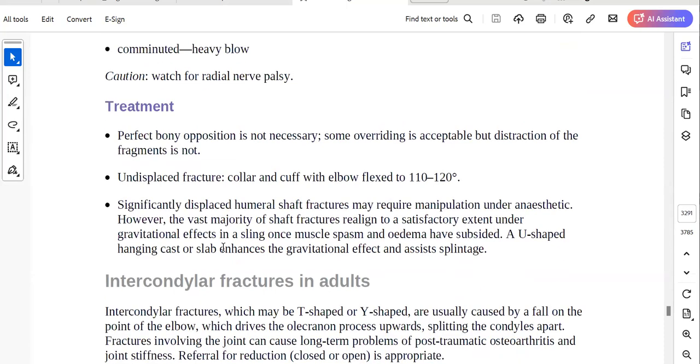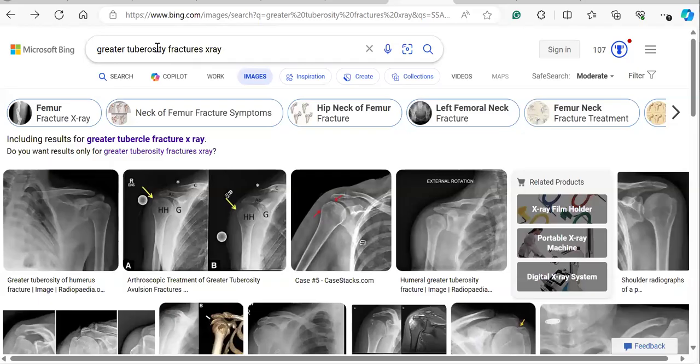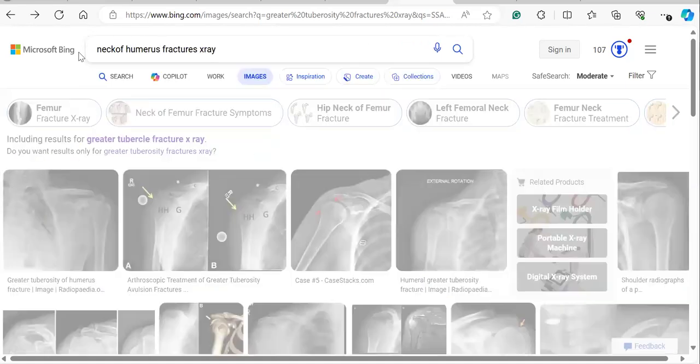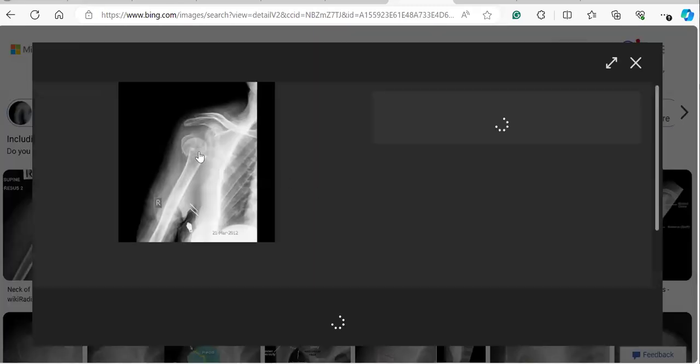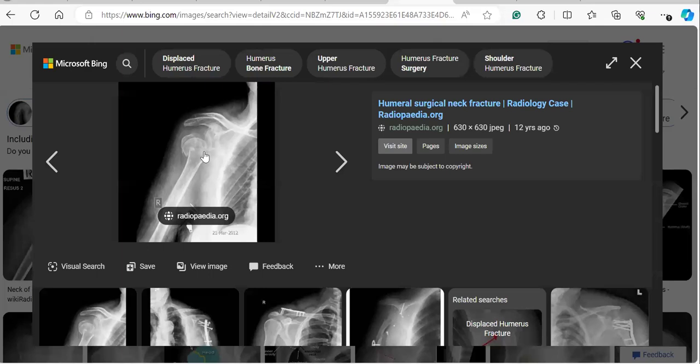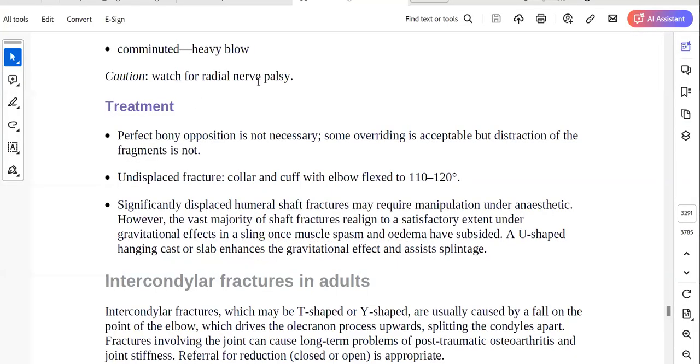And for surgical neck of the humerus fracture, if I show you a picture, then you would understand. You can see that this is the neck of the humerus fracture. With a neck of the humerus fracture, the problem that can happen is that the radial nerve can get injured. So watch for any radial nerve palsy in such a patient. Okay.